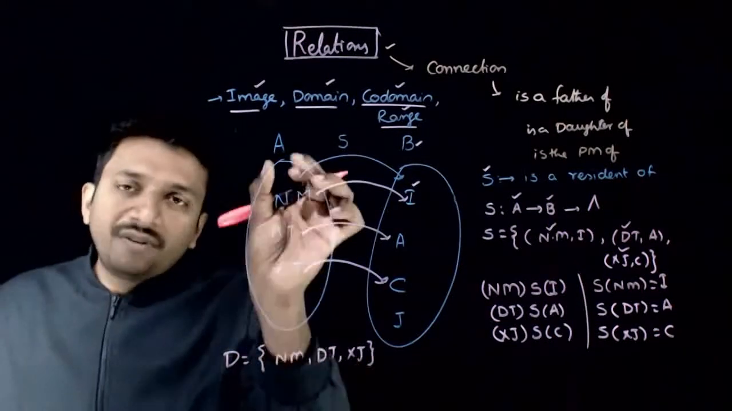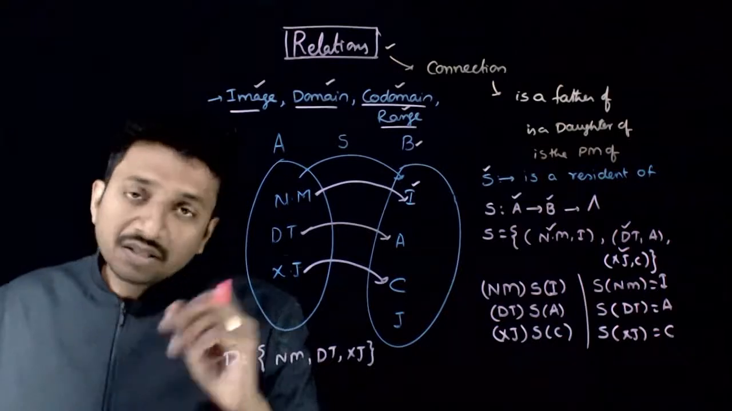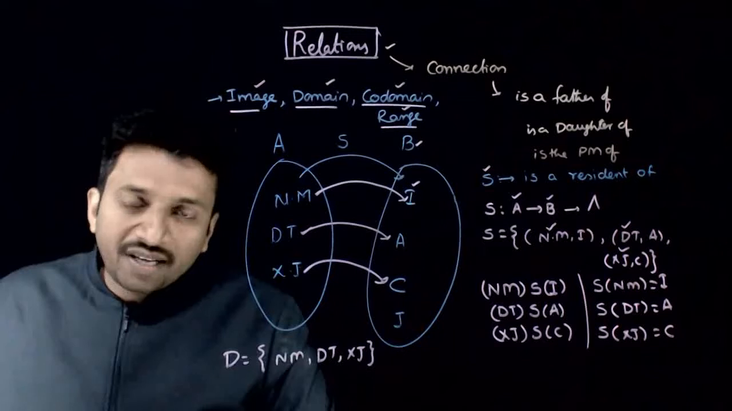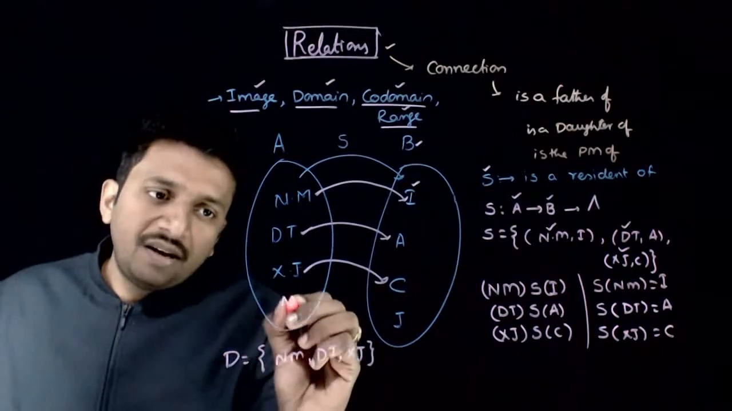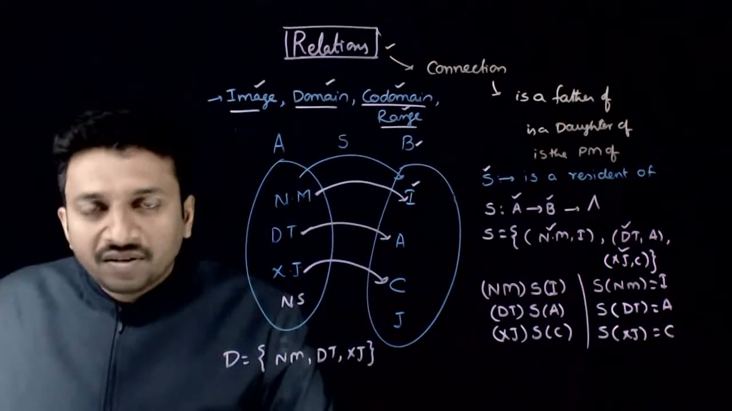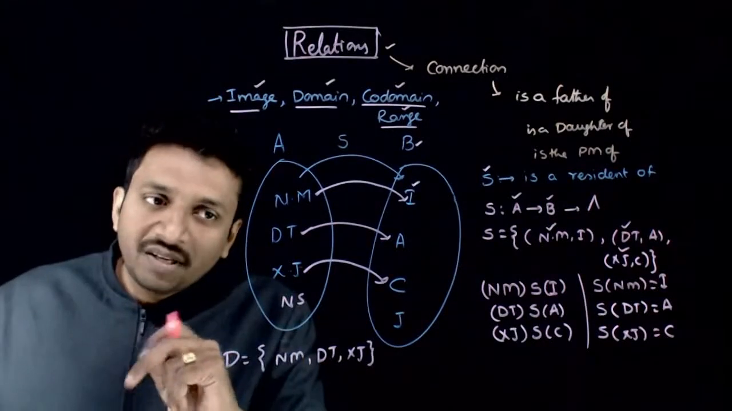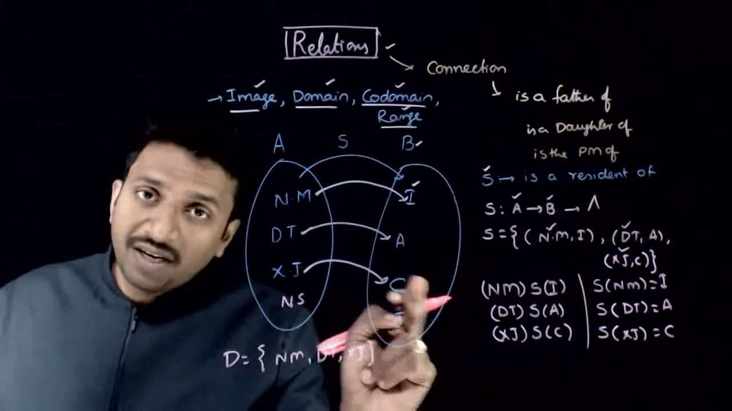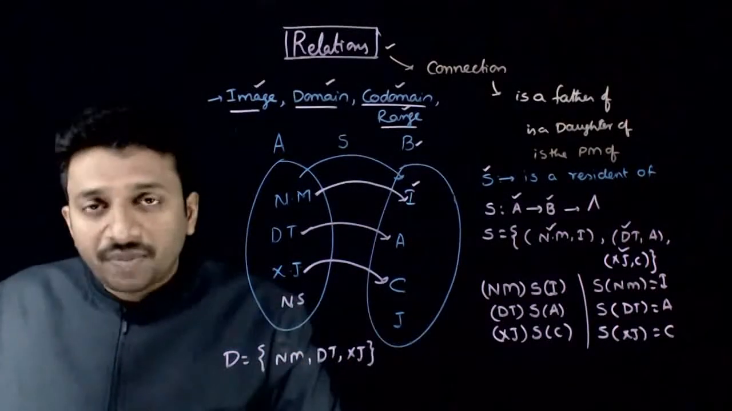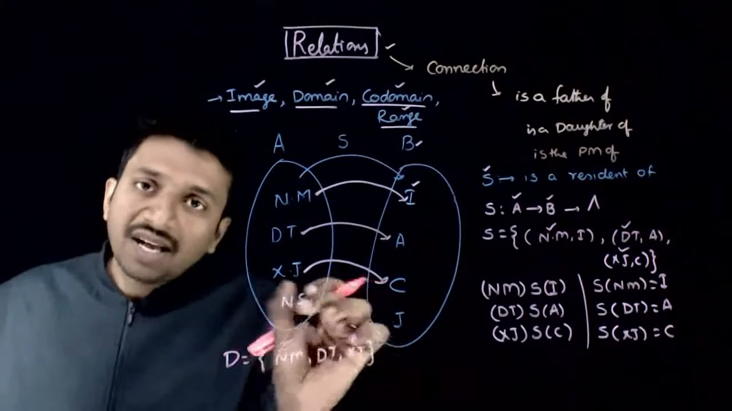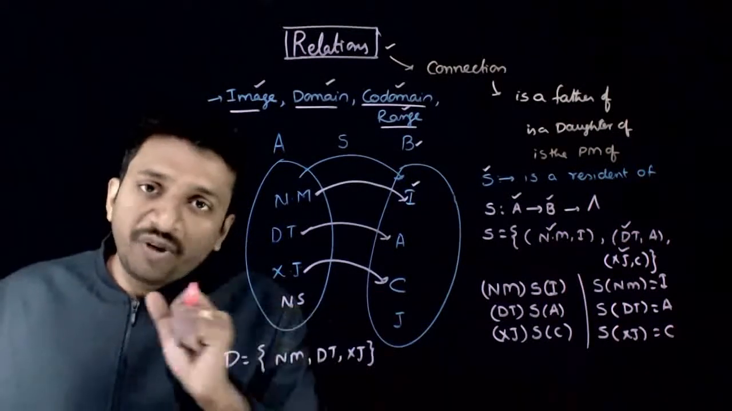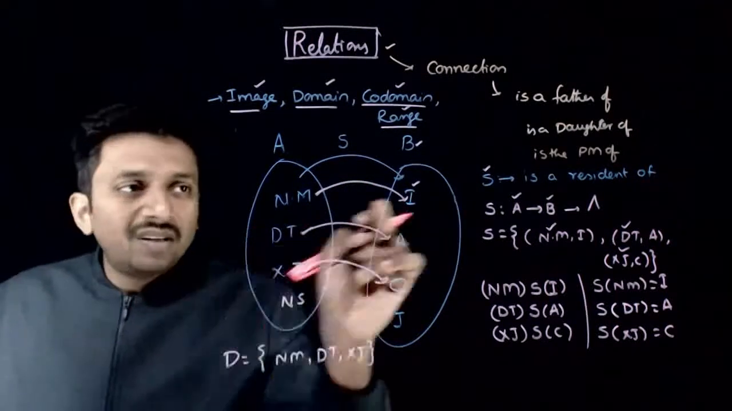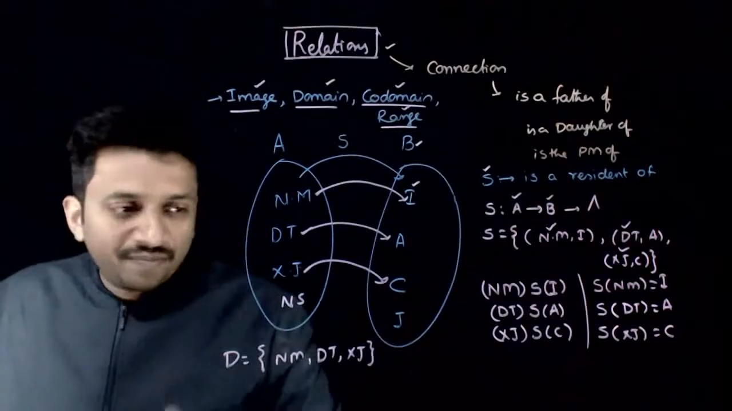So this is called the domain of the relation A. Sometimes it might happen that there are some elements which are left out here. For example, if I take Nawaz Sharif also here, we know that Nawaz Sharif lives in Pakistan. So Nawaz Sharif will not be related to India, America, China, or Japan. This guy does not have any connections, so he does not come in the domain. So domain is the set of all elements which are connected to at least one element in the second set.